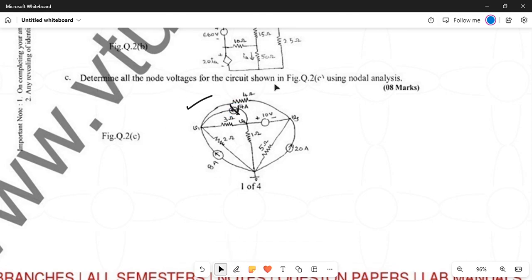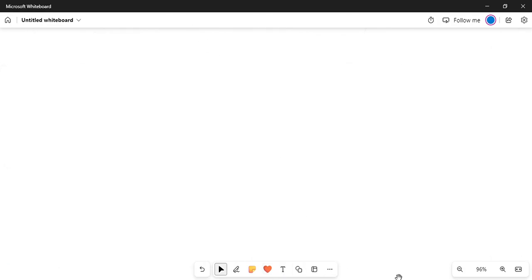Determine all the node voltages for the circuit shown in the figure, that is using nodal analysis. Either this question comes, or that question comes. So that question I'll tell you. Now just a minute, let me delete this. I'll just get a new one.